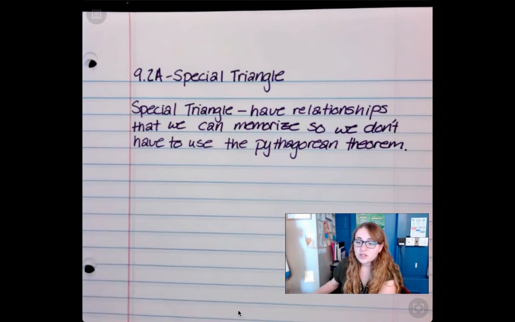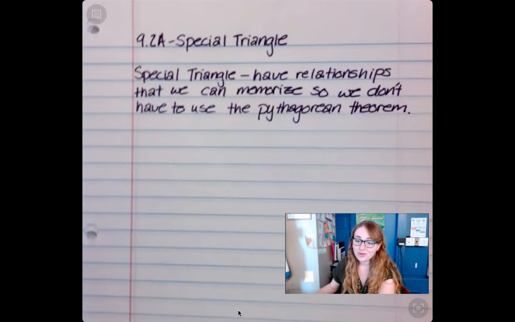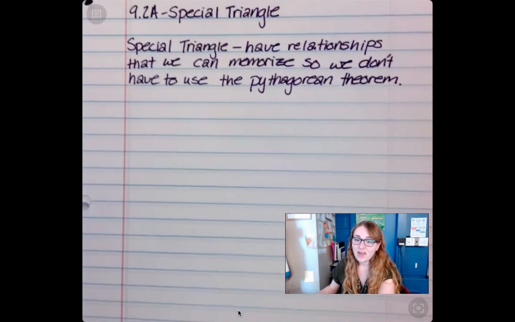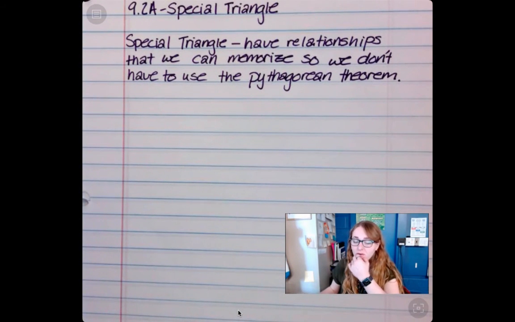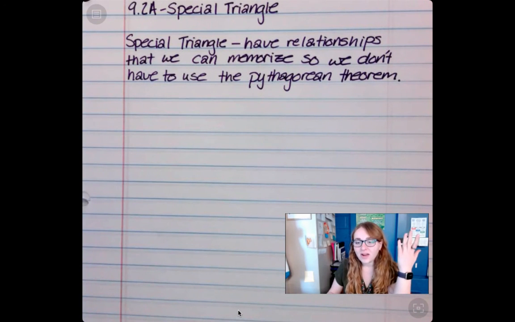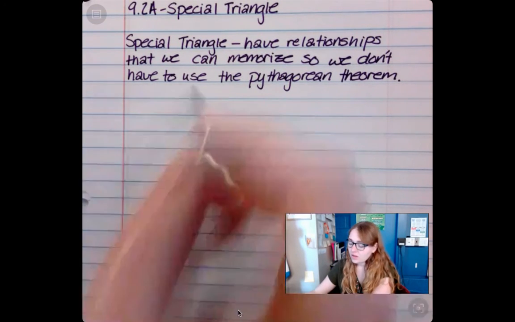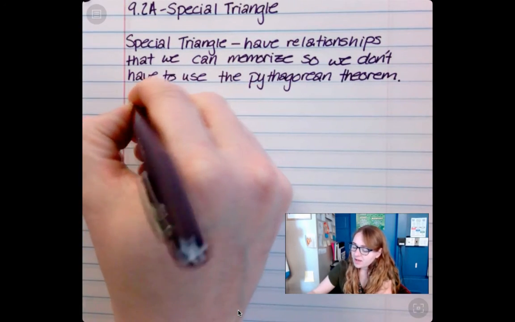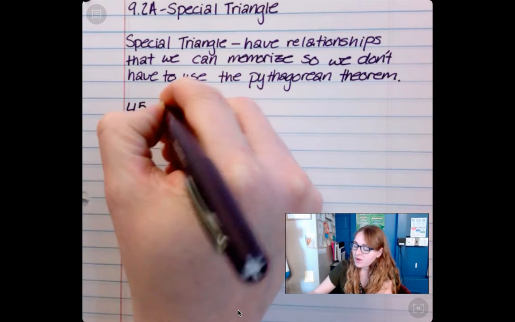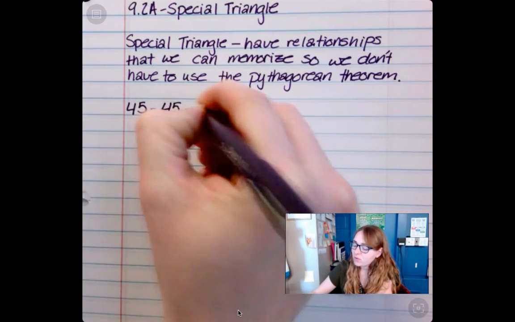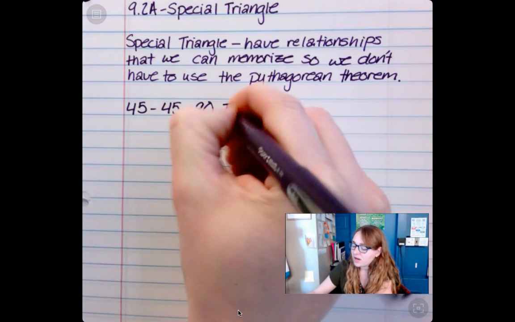Okay, so this is supposed to be kind of like a shortcut for us. We don't have to use the Pythagorean theorem every single time we see a right triangle. We can recognize some of these special triangles and say, oh, I know how to find this side length. Okay, so the first type of special triangle we're going to talk about is the 45, 45, 90 triangle.